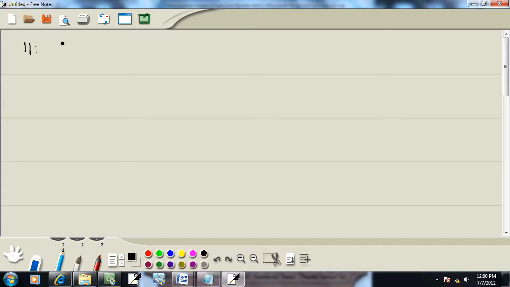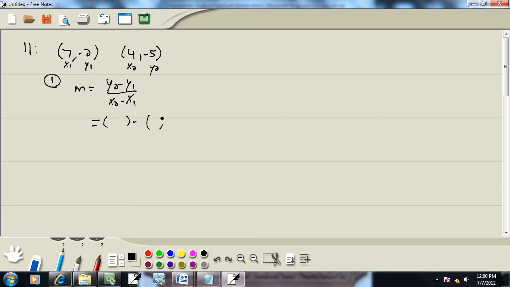So I'm given (7, -2) and (4, -5). First step is we want to find m using this formula, y2 minus y1 over x2 minus x1. Now we will go through and label these. This is our first point, so that'll be x1, y1. This is our second point, so that'll be x2, y2.